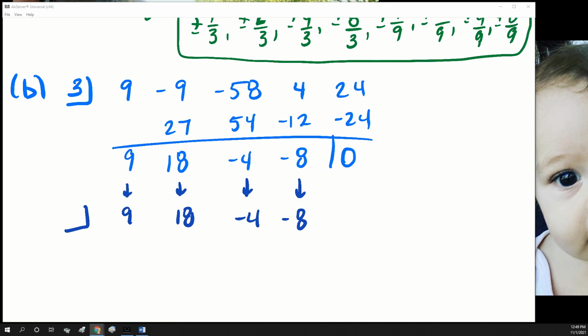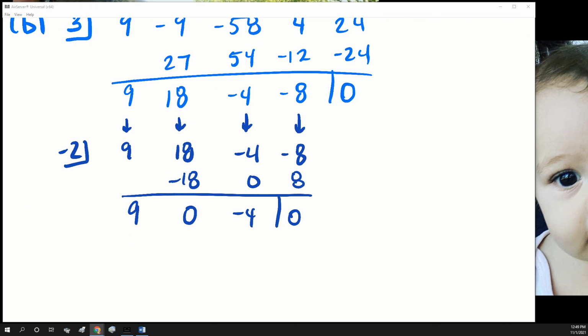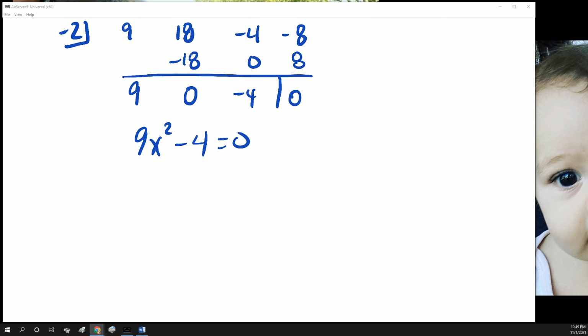Did anyone get another number that worked? It's -2. I think, yeah. Okay, so then this gives us 9x squared minus 4 equals 0. And we know how to solve every single quadratic equation in the world. This one will factor if you wanted to factor it. I feel like most people don't, but you could. Like if you wanted to factor it, it would be the difference of squares.